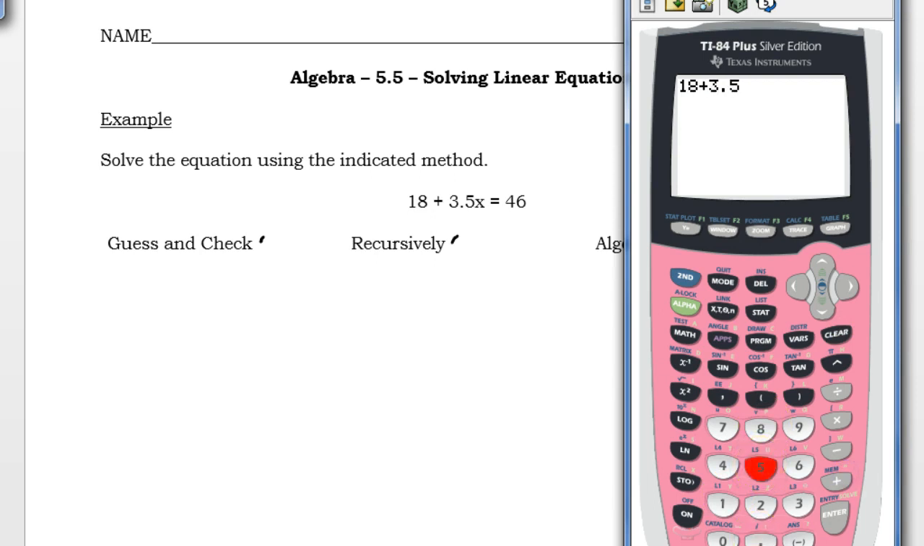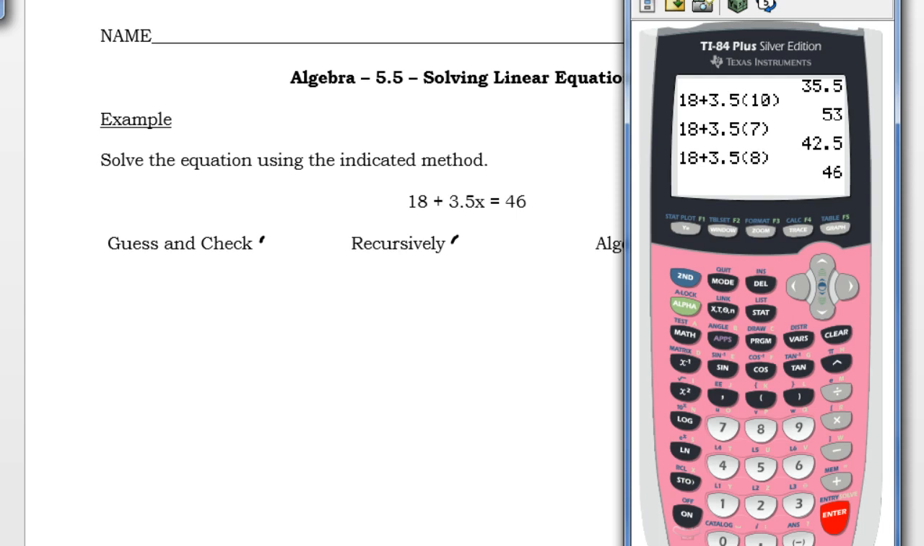And I don't know what value is going to give me 46, so I can just keep guessing different numbers until I see the answer is 46. Well, 5 was too low, so let me try, how about 10? Well, 10 was too high, so let's try something in the middle. How about 7? That was really close, but still a little low, so let's go a little higher. How about 8? 8 is the answer.